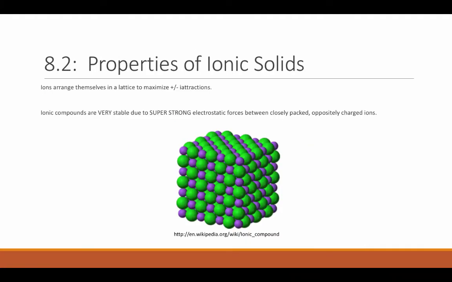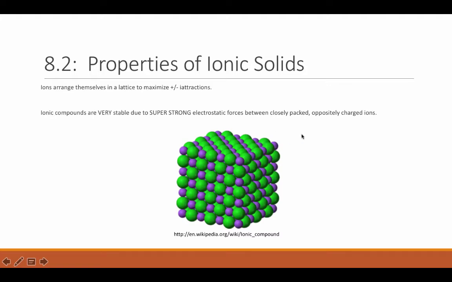When an ionic solid forms, the ions will arrange themselves in a lattice to maximize positive and negative attractions, as seen in the diagram here. Notice that the purple positive ions will be surrounded by green negative ions on all sides. This repeating pattern is called a lattice.